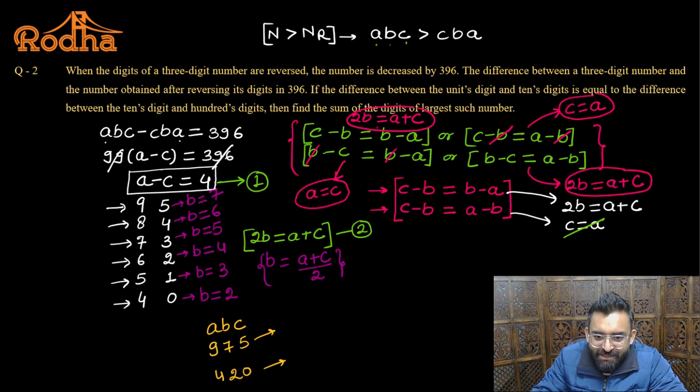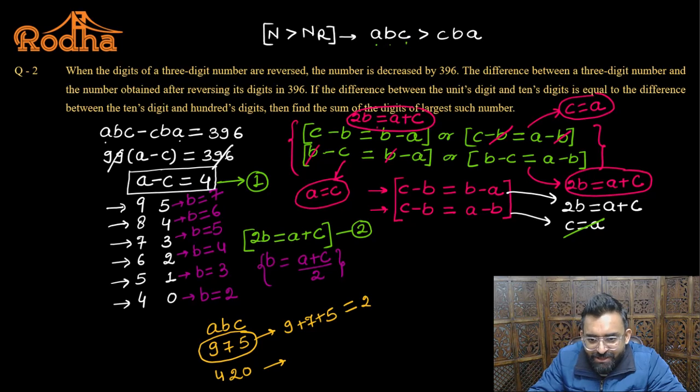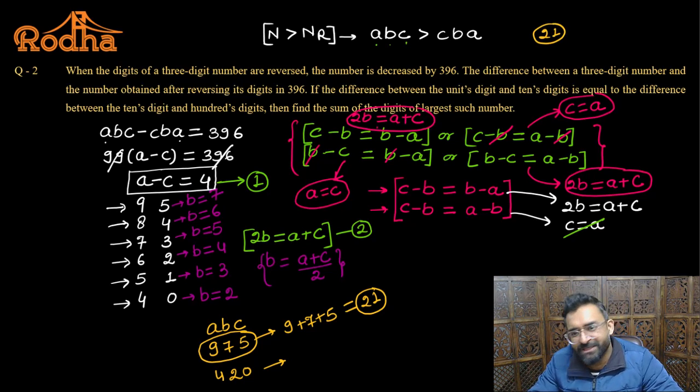But the question is essentially asking not only for the number, but for the sum of the digits. So the summation of the digits, 9 plus 7 plus 5, is what is being asked. So 7, 5, 12, 12 plus 9 is 21, the summation of the digits I'm going to get. So the answer to this question is 21. I hope this is making sense.